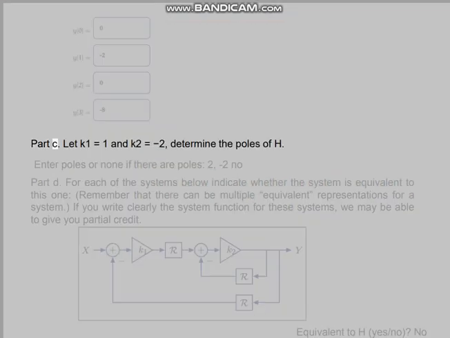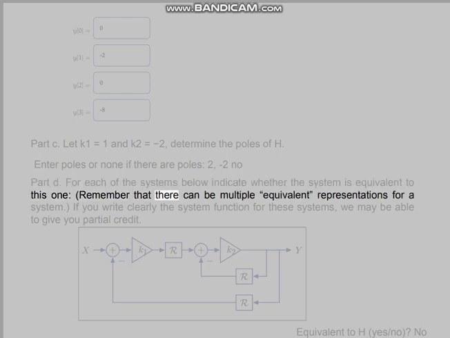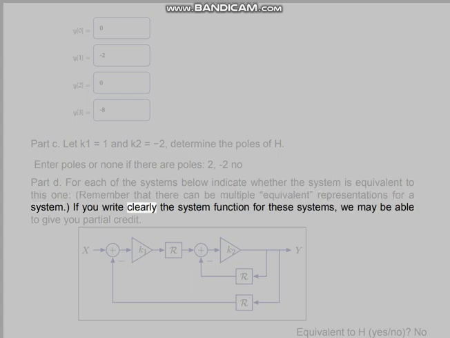Part C. Let K1 = 1 and K2 = -2. Determine the poles of H. Enter poles or none if there are no poles. 2, -2. No. Part D. For each of the systems below, indicate whether the system is equivalent to this one. Remember that there can be multiple equivalent representations for a system. If you write clearly the system function for these systems, we may be able to give you partial credit. Equivalent to H, yes/no? No.